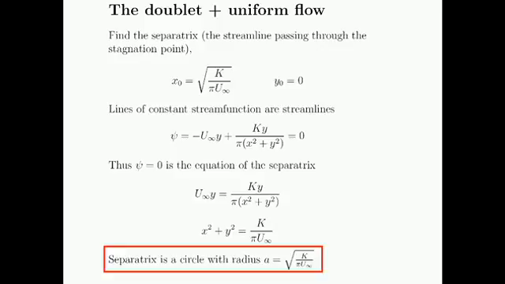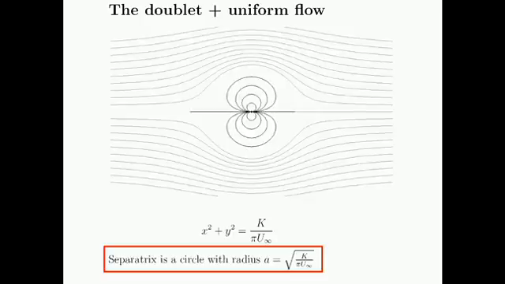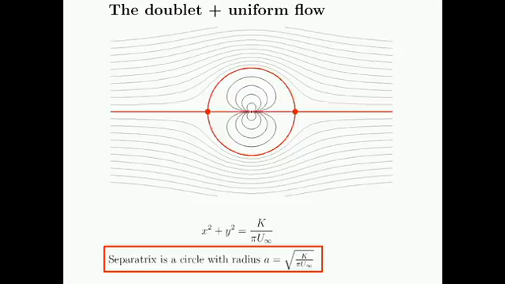So the separatrix is a circle of radius, and I'm going to call the radius of that circle A, which is just square root k on pi u infinity. So we've got stagnation points upstream and downstream of the doublet, and we've got a circular separatrix that's passing through those stagnation points. And there's also another streamline that passes through those stagnation points, which is this horizontal streamline. So there's another separatrix actually that features in this flow.